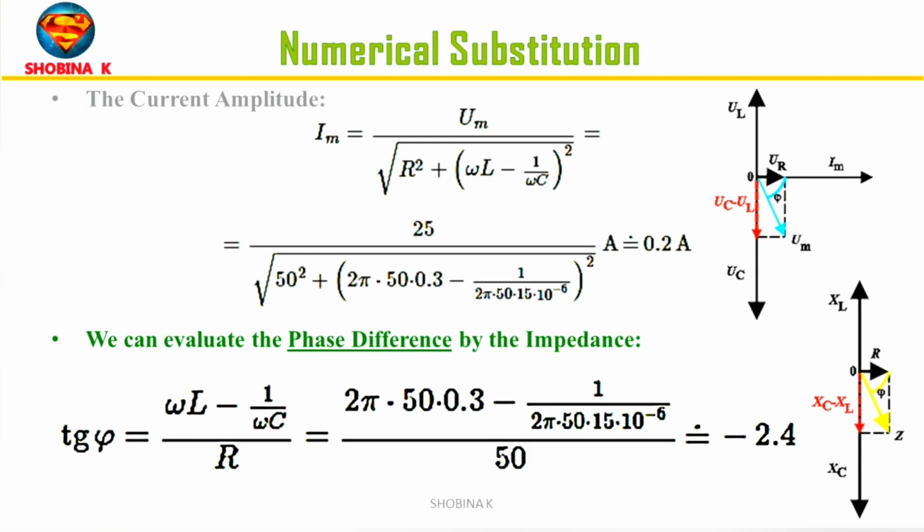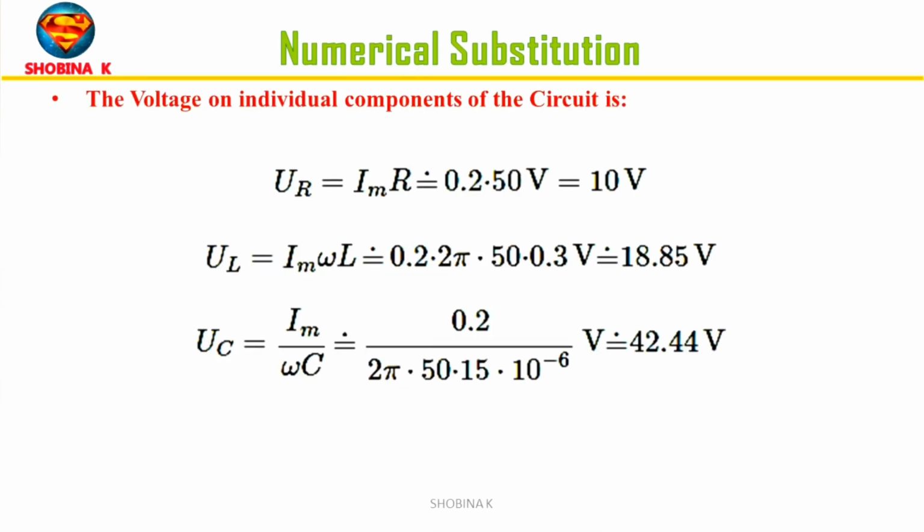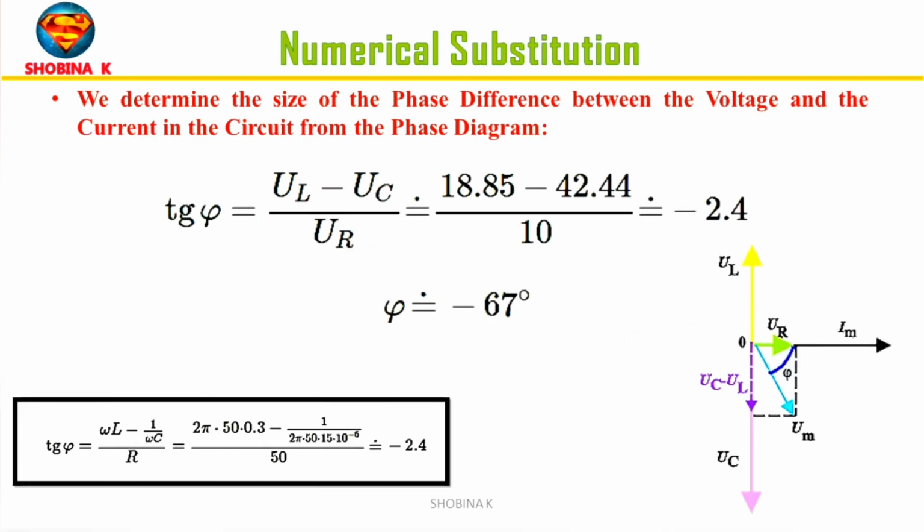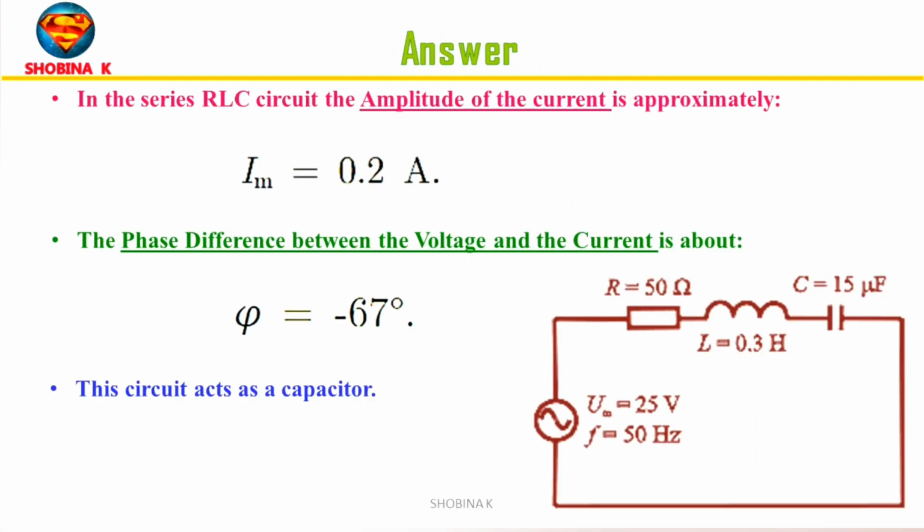Substituting the given values in the formula, we obtain the current amplitude Im equals 0.2 ampere. Next, we calculate the phase difference from the impedance, and its value is minus 2.4. Or it can be evaluated using the voltage on the individual components in the circuit. And here is the voltage on the individual components of the circuit. Now we determine the size of the phase difference between the voltage and the current in the circuit from the phasor diagram. You can see both methods give the same result. The negative value says that the current leads the voltage, and the phase difference between the voltage and current is about minus 67 degrees. Now let's see the answer.